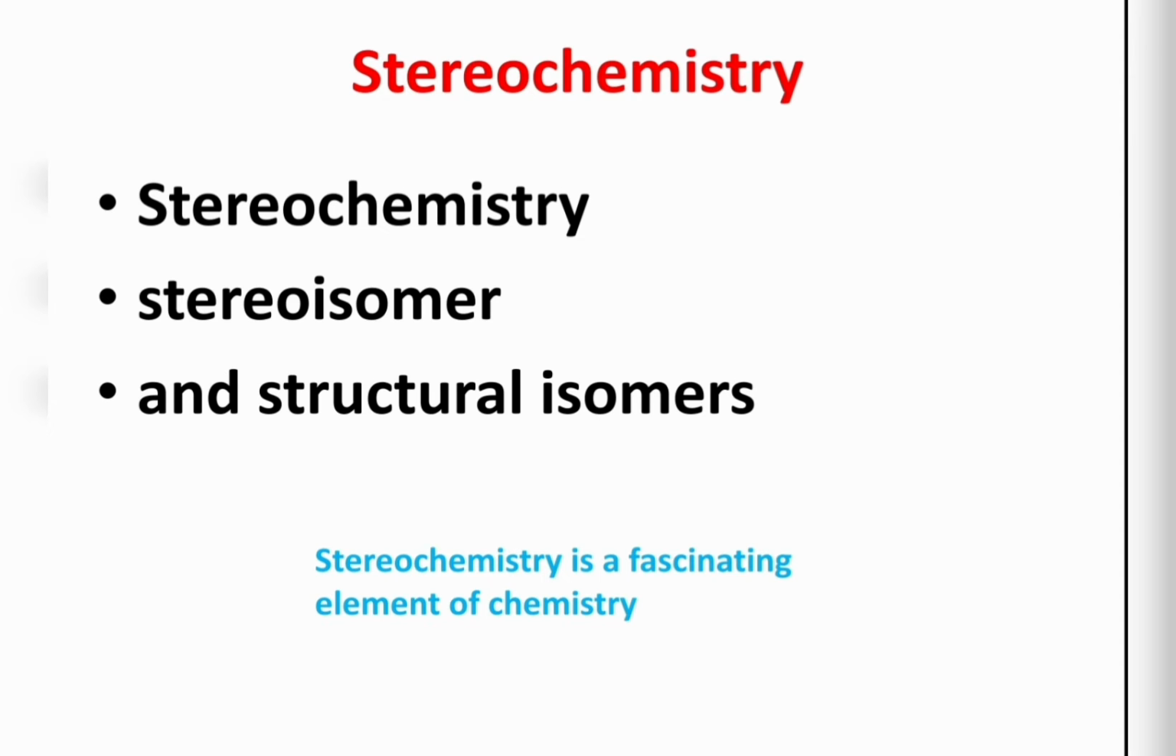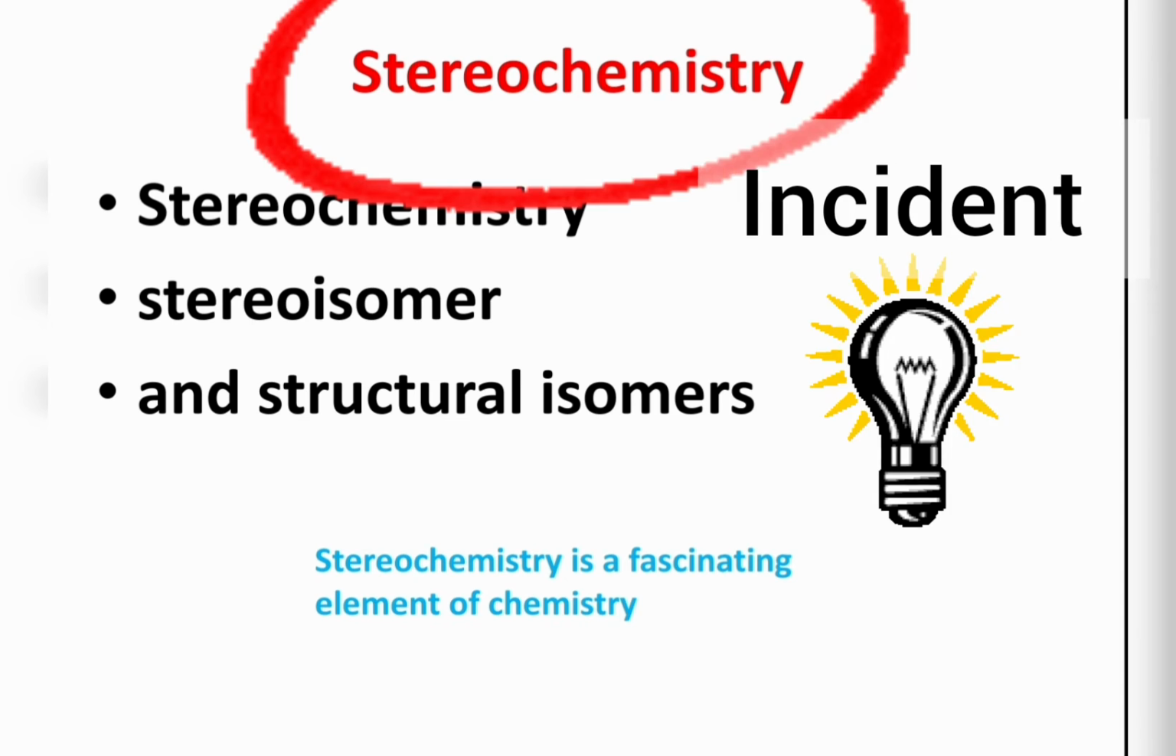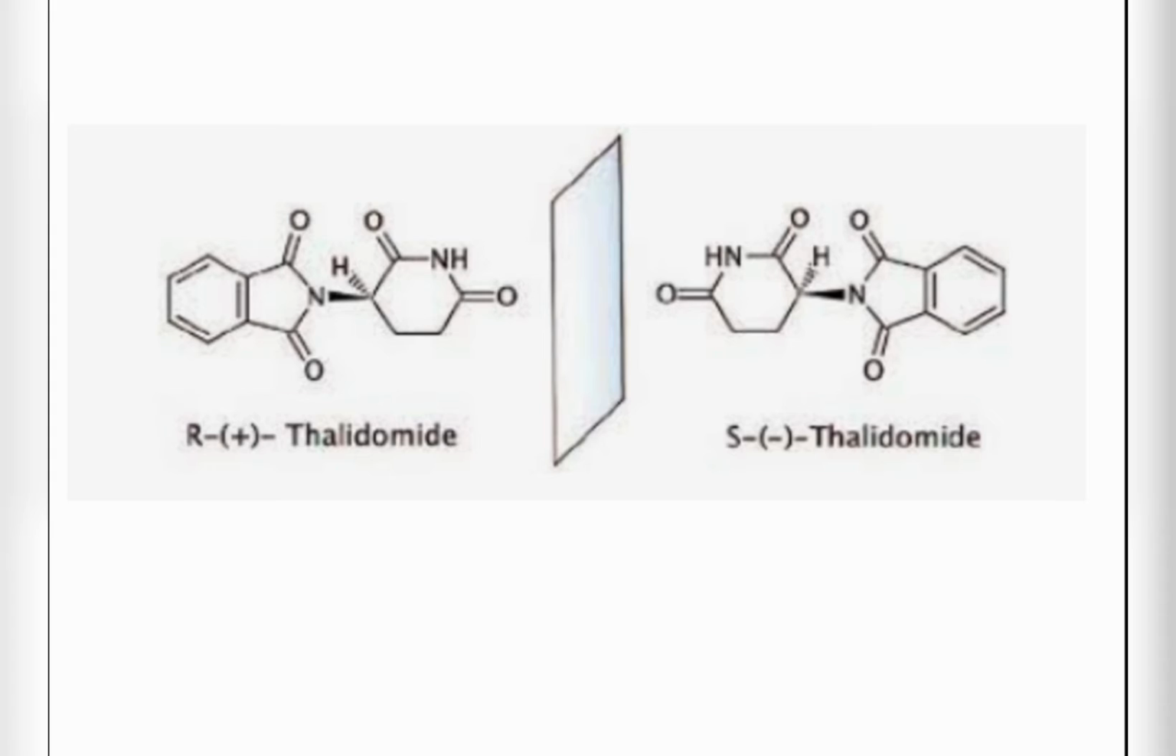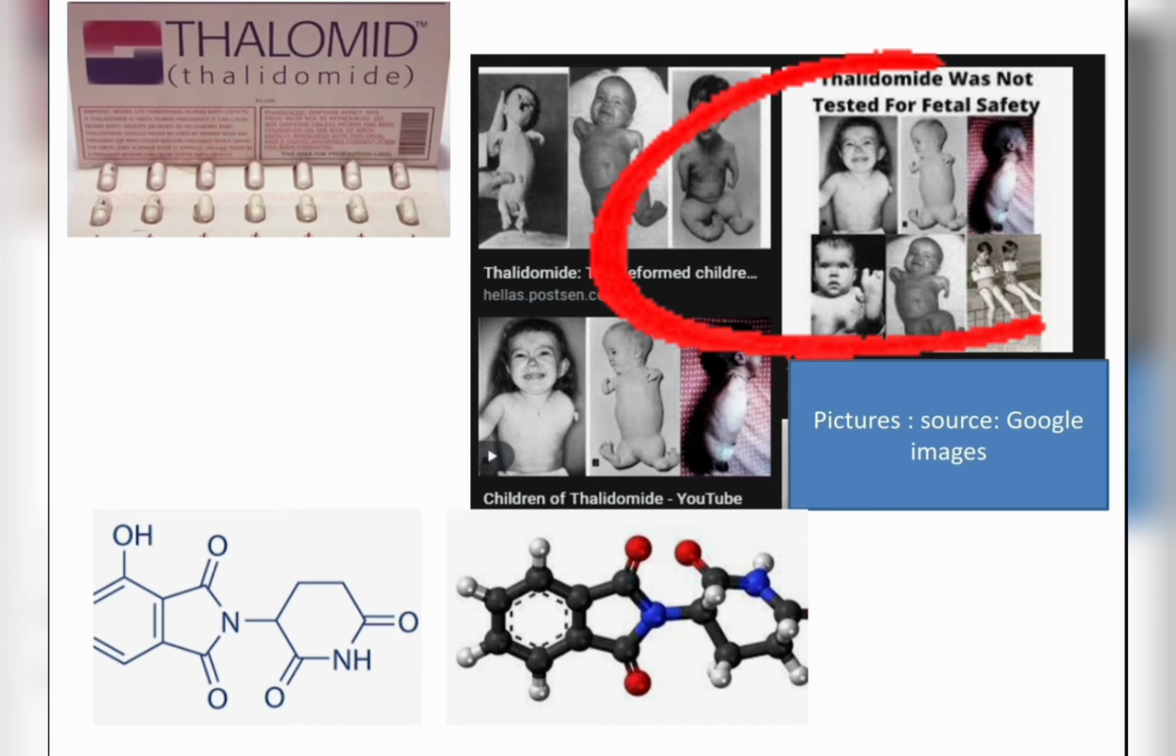Before I begin with a few concepts of stereochemistry, I would like to mention an incident which threw light on stereochemistry. After the Second World War, it was noted that many children were born with birth defects. It was found that pregnant women in the 1950s were given thalidomide, a tablet to prevent morning sickness, that is vomiting, etc. Not all women who were administered thalidomide were fine. Women who were administered the R isomer of thalidomide were fine because the R isomer works like a sedative, whereas the S isomer is a teratogen. That is, the women who were administered the S isomer gave birth to infants with birth defects.